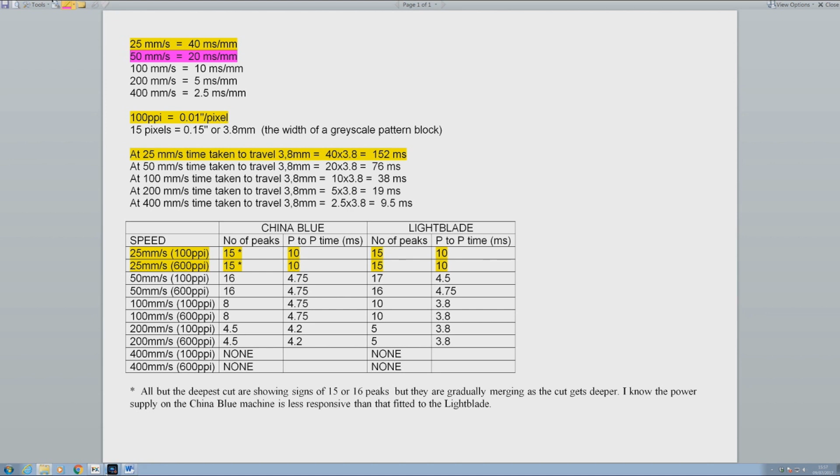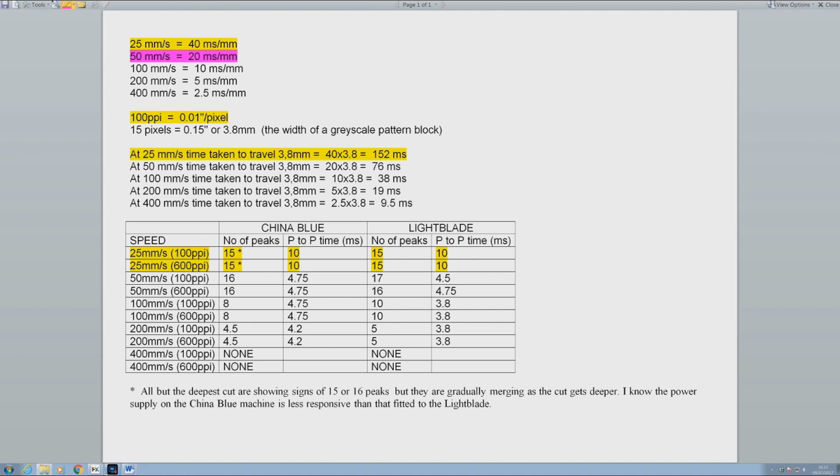So it follows that at 25 millimeters per second, the time taken to travel 3.8 millimeters is 40 milliseconds per millimeter times 3.8, which is 152 milliseconds. So that's a unit of time which I'm working in, because I think all of this revolves around time rather than distance. Right, now let's go back to the beginning.